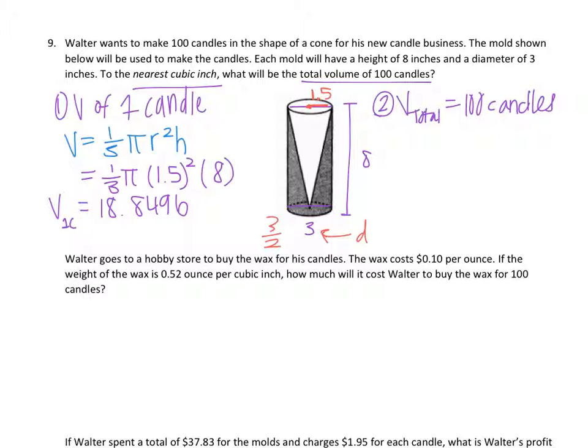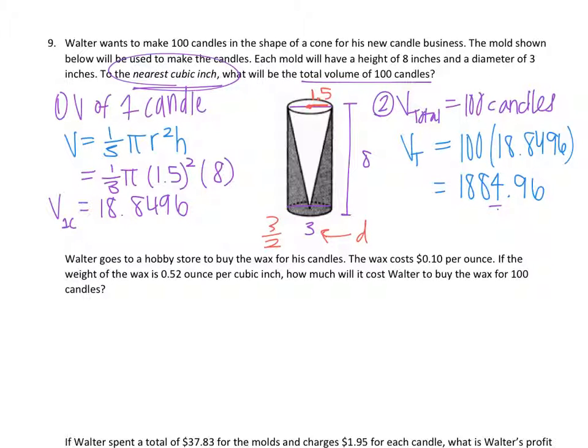One candle. So we have to take this and find the volume of the total. So this means that we have 100 candles times my volume of one candle. And this gives us 1,884.96. But we're talking about nearest cubic inch, so we have to round. The 4 looks to the 9, which tells us that we have 1,885 cubic inches.